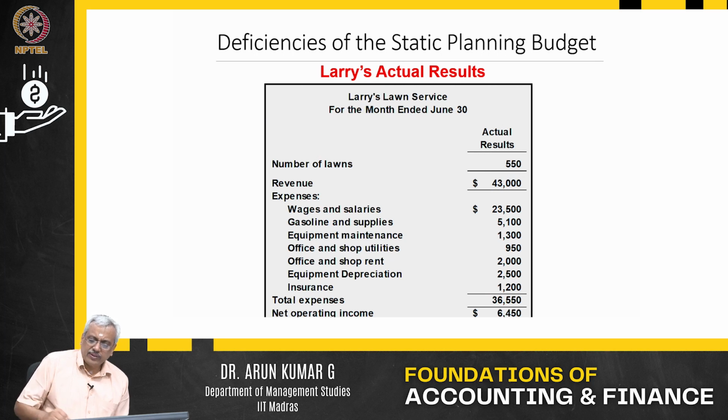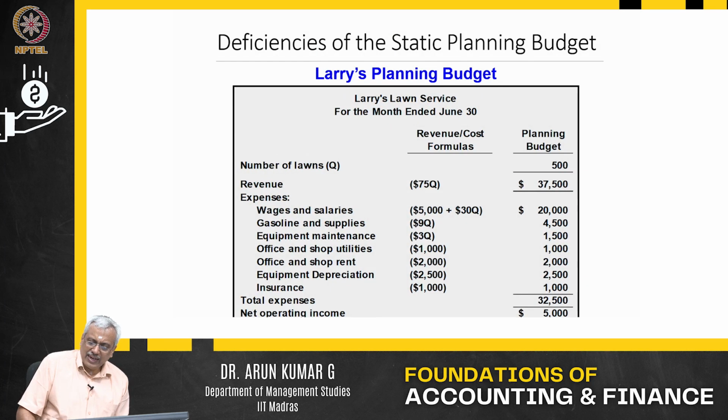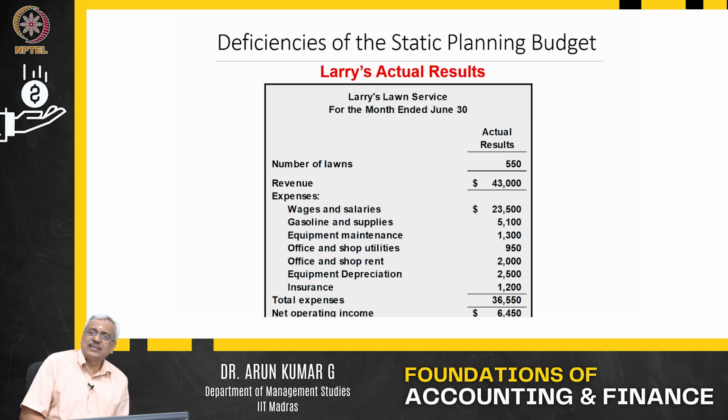So what happens? When he actually finishes, the actual results show he has not moved 500 lawns, he has moved 550 lawns, and this is his revenue and expenditure statement. Now let us do a comparison in the next slide.